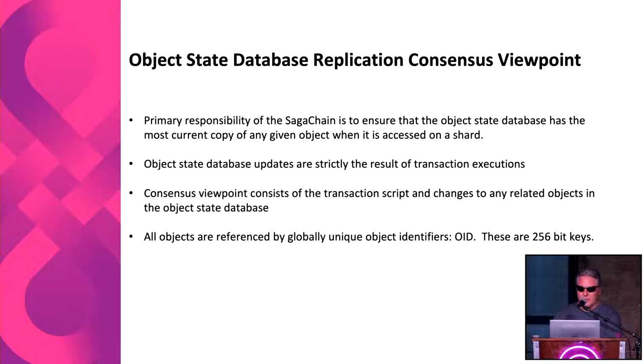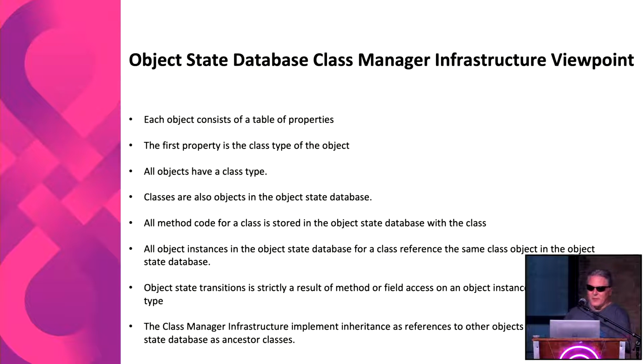I think I just went over this, but I'll say it one more time. All the objects are global 256-bit keyed objects, so that essentially you'll never run out of keys. And from the consensus viewpoint, its entire job is to make sure that, think of it as blobs of data, are in fact replicated everywhere based on the blockchain transactions. And again, this is very fundamental. From the object state database class manager infrastructure viewpoint, the CMI, each object consists of properties, as we just discussed.